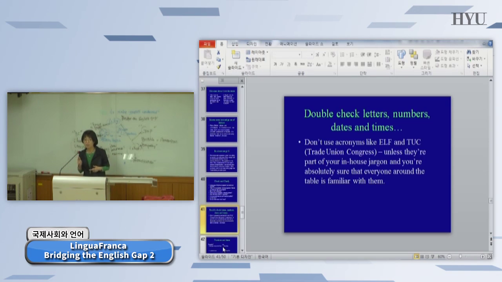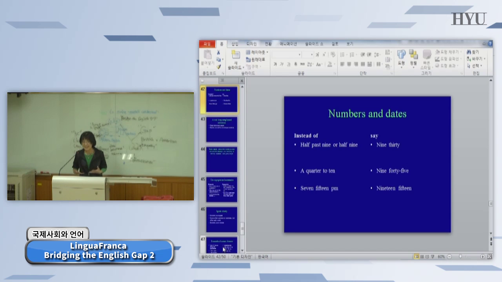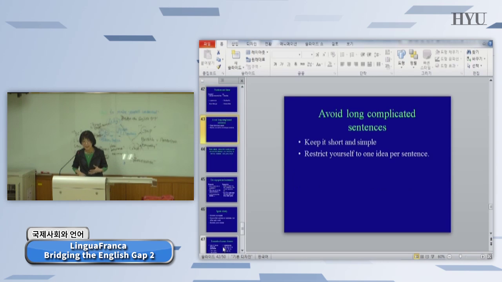And also you should double check numbers, days and time. Don't use acronyms. So this is very basic. And for numbers and days, we should be clear about the numbers and dates. We need to clarify. And avoid long, complicated sentences.